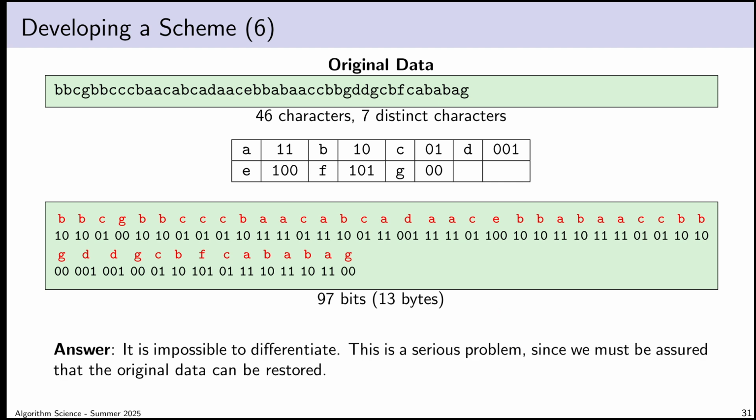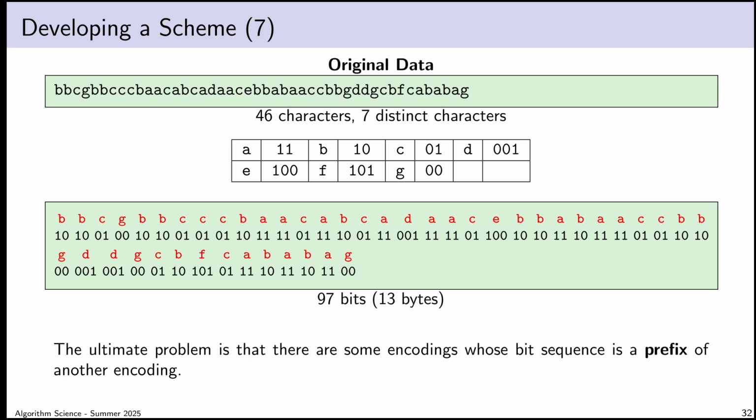This is a disaster, to be clear. A disaster from a compression point of view, because we're not recovering our data. We might have lost our data forever here. So it's impossible to differentiate in general if I just go around randomly assigning 2-bit sequences to some letters and 3-bit sequences to others. But that doesn't mean that my underlying idea was bad. It just means that it requires a little bit more finesse to implement it correctly.